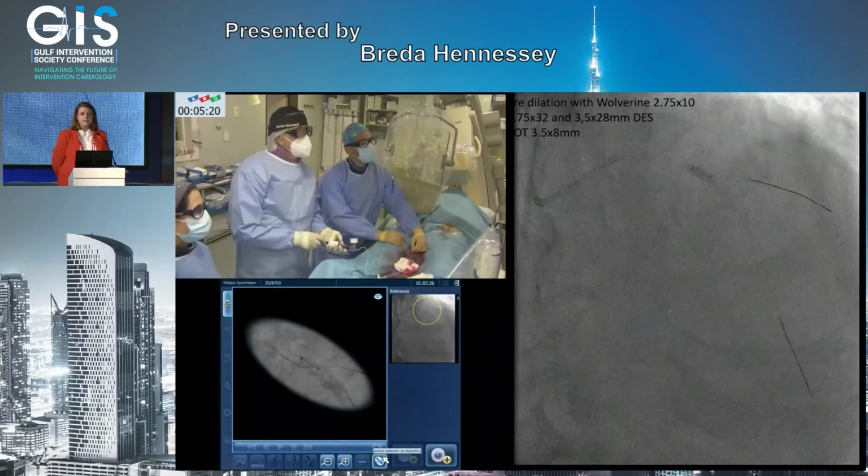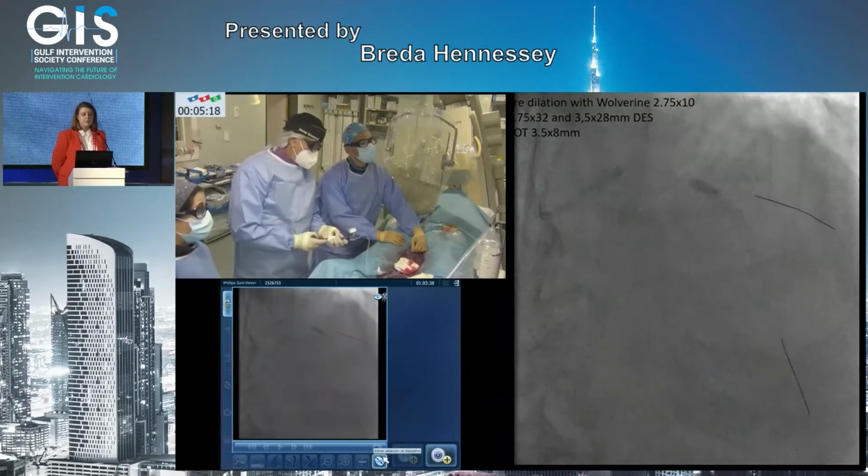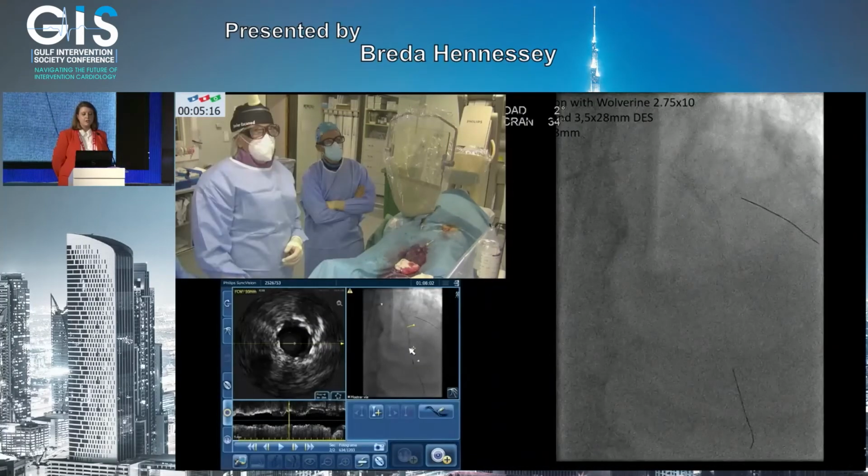We've post-dilated with the 3.5 balloon and then performed a POT. And again, we're using the SyncVision technology to make sure that our balloons are expanded. So it's a very nice element to the Philips system that we use in Madrid.